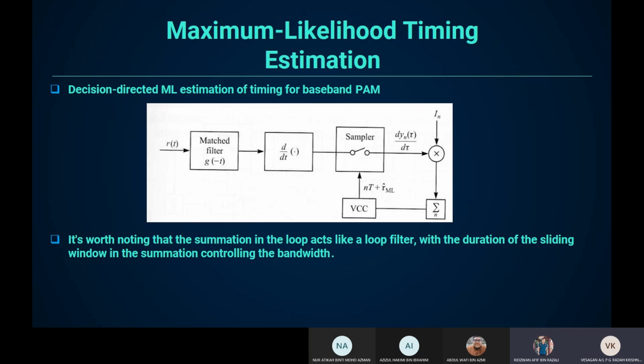Below is the block diagram of decision-directed maximum likelihood estimation of timing for baseband pulse amplitude modulation. It is worth noting that the summation in the loop acts like a loop filter, with the duration of the sliding window in the summation controlling the bandwidth. The output of the loop filter drives the voltage controlled clock, or VCC, also known as the voltage controlled oscillator, which controls the sampling times for the input of the loop. Since the detected information sequence is used in the estimation of tau, the estimate is decision-directed.